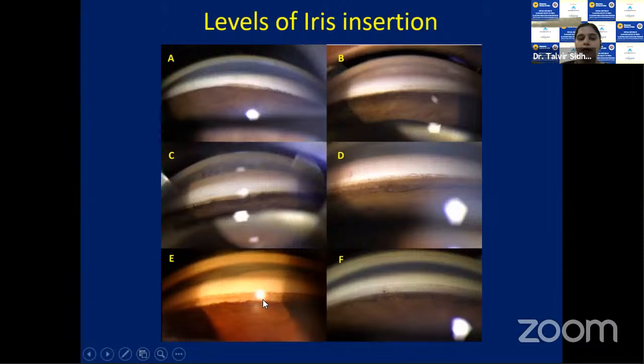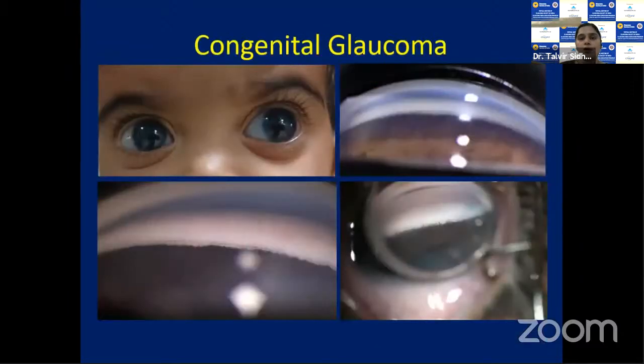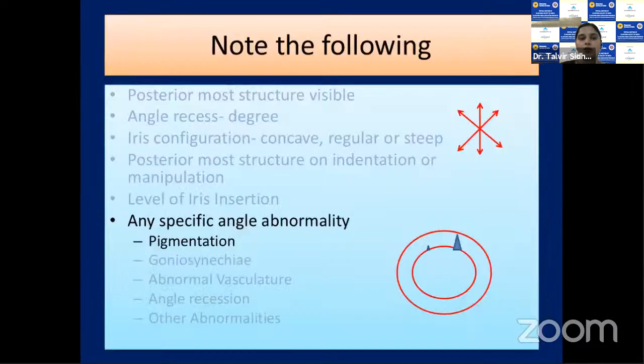In some normal eyes, the iris might be attached over the scleral spur or over the trabecular meshwork. In juvenile open angle glaucomas, this picture A is of a congenital glaucoma where the iris is actually attached almost near the Schwalbe's line. So this is anterior iris insertion in cases of juvenile open angle glaucomas and in case of congenital glaucoma.